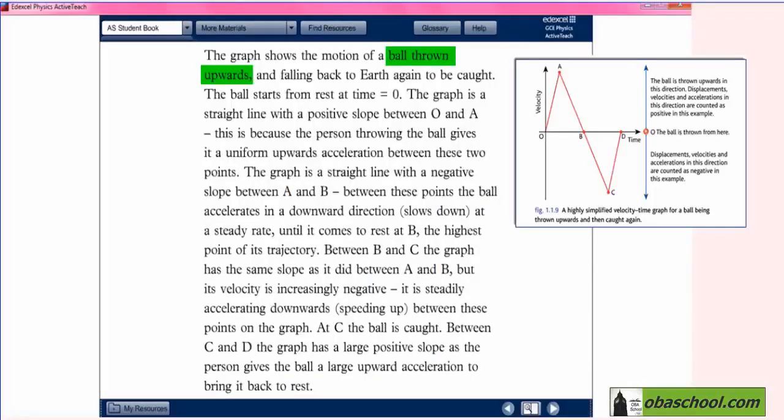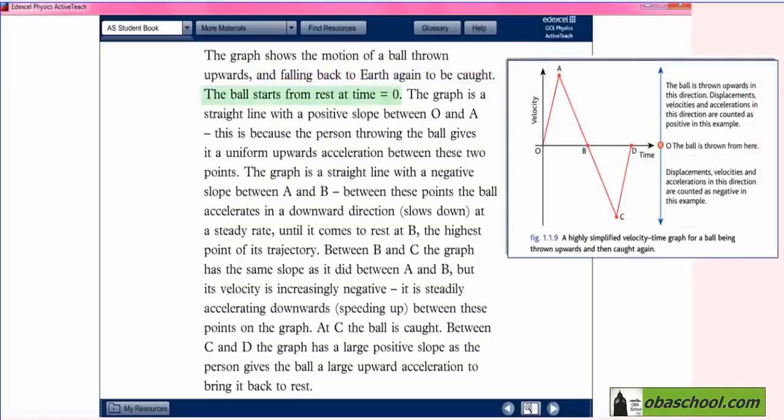The graph shows the motion of a ball thrown upwards and falling back to Earth again to be caught. The ball starts from rest at time equals 0. The graph is a straight line with a positive slope between O and A. This is because the person throwing the ball gives it a uniform upwards acceleration between these 2 points.